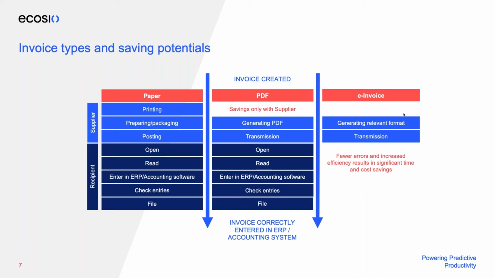Here we generate a machine processable format on the sender's side. It is transmitted to the recipient using automated protocols and can then be automatically absorbed from the ERP system on the recipient side, and typically also automatically booked if, for instance, purchase order references, dispatch advice references, and the like fit.